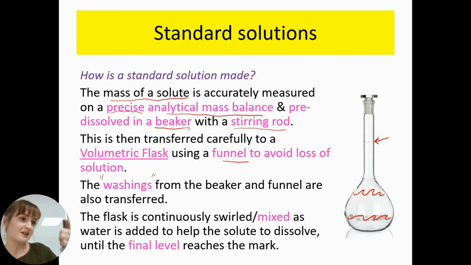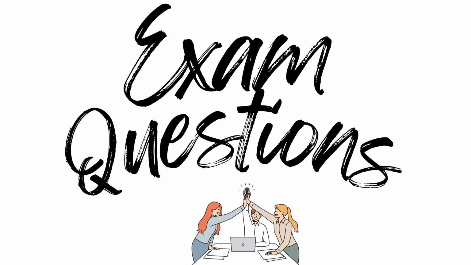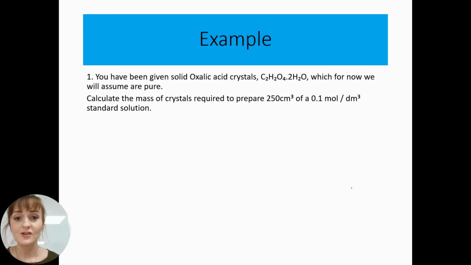Invert just means turn it upside down. So like I can invert my pen here. So I invert it a couple of times, and that just makes sure that I have a completely homogeneous solution. A homogeneous solution is one which has uniform properties throughout.